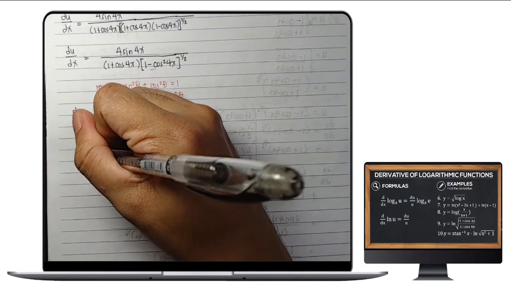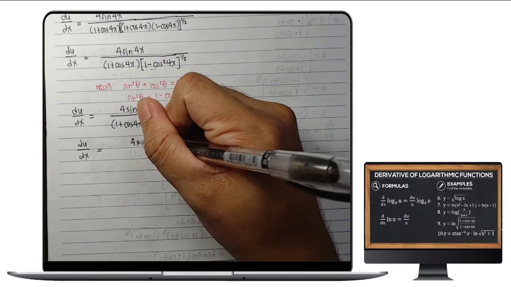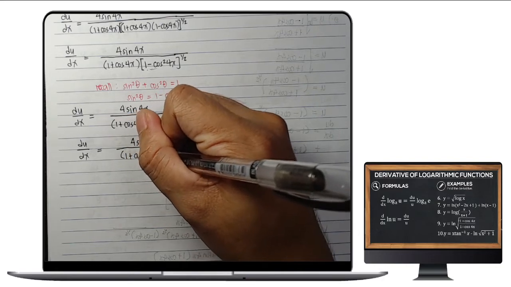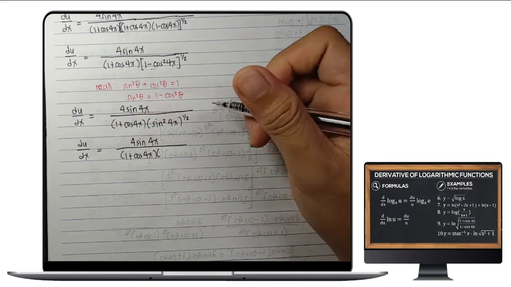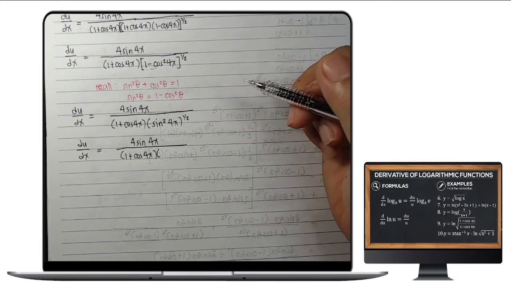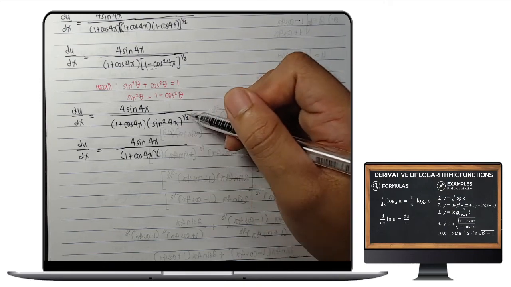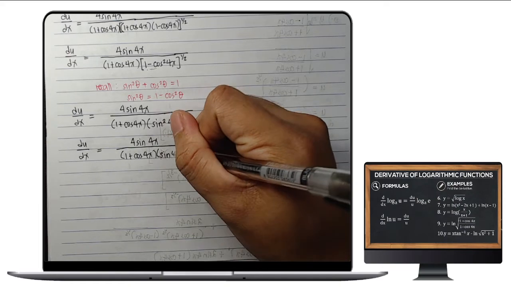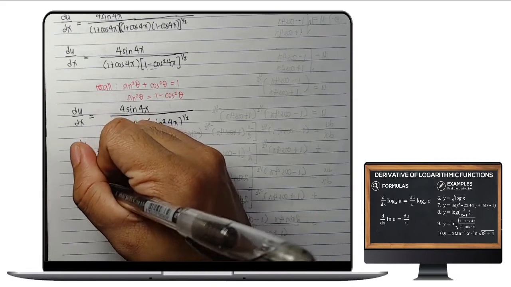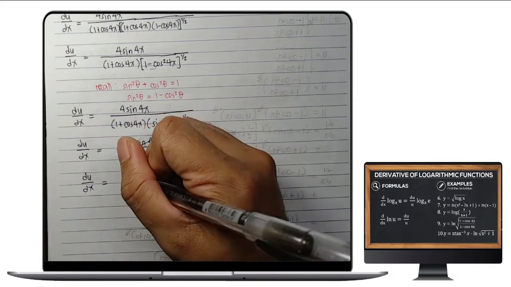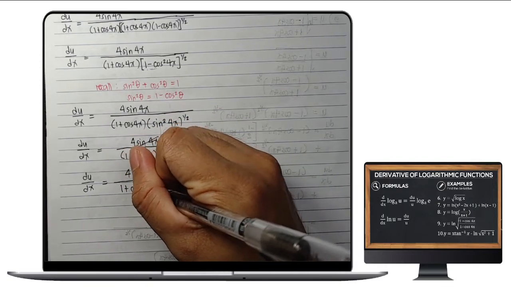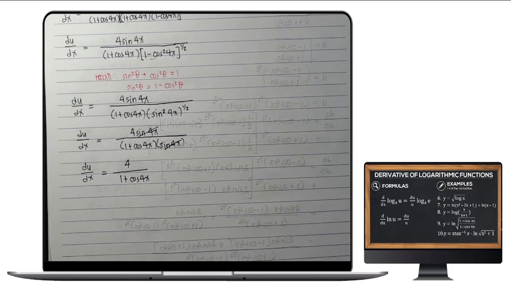Therefore, du over dx is equal to 4 sine 4x divided by 1 plus cosine 4x times sine squared 4x raised to 1/2, so that is equal to square root of sine squared 4x. So we can cancel out the square here. So matitira sine 4x na lamang. And we can cancel out sine 4x here. Therefore, du over dx natin is 4 all over 1 plus cosine 4x. So, yan yung du over dx.